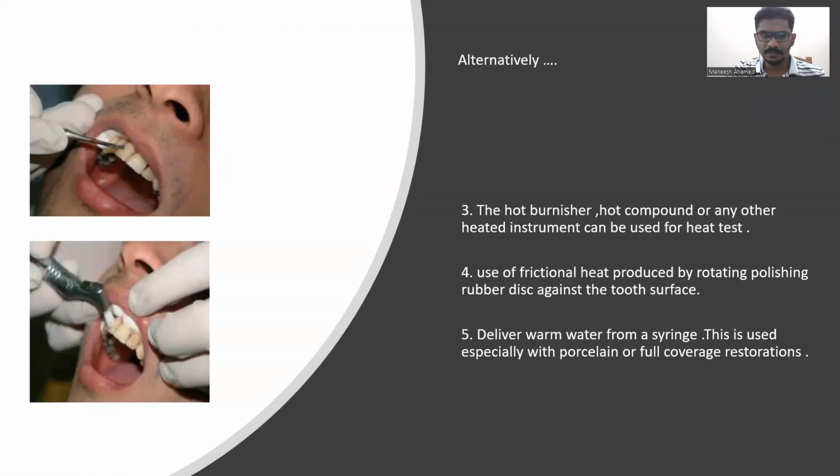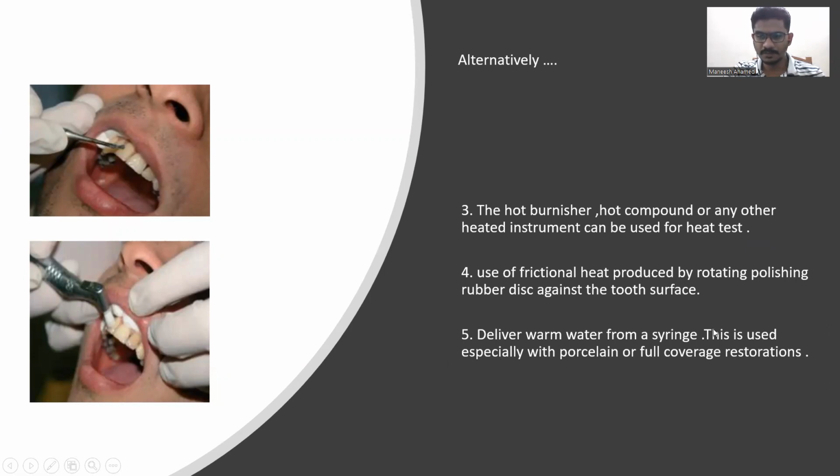Alternatively, as I explained earlier, the hot burnisher can be used. That is, a heated burnisher is placed on the tooth. Hot compound or any other heated instrument can be used for heat test. Use of frictional heat produced by rotating polishing rubber disc against a tooth surface can also be used. The polishing disc can be rotated without cooling on the surface of a tooth to produce heat.